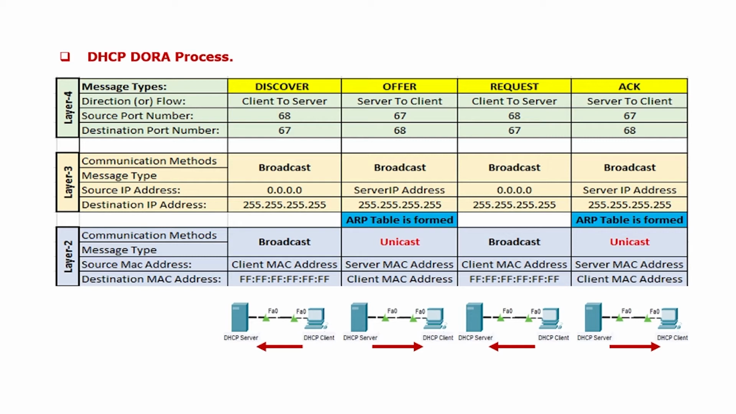Once that is done, the DHCP server will acknowledge the packet to the client. So the source port will be 67 and the destination port will be 68. Although it was a broadcast, it carries the server IP address, and it sends a unicast message in layer 2 because the particular system is going to be acknowledged by the server. So in layer 2, it has the server MAC address and the client MAC address. Like this, the DORA process will happen.